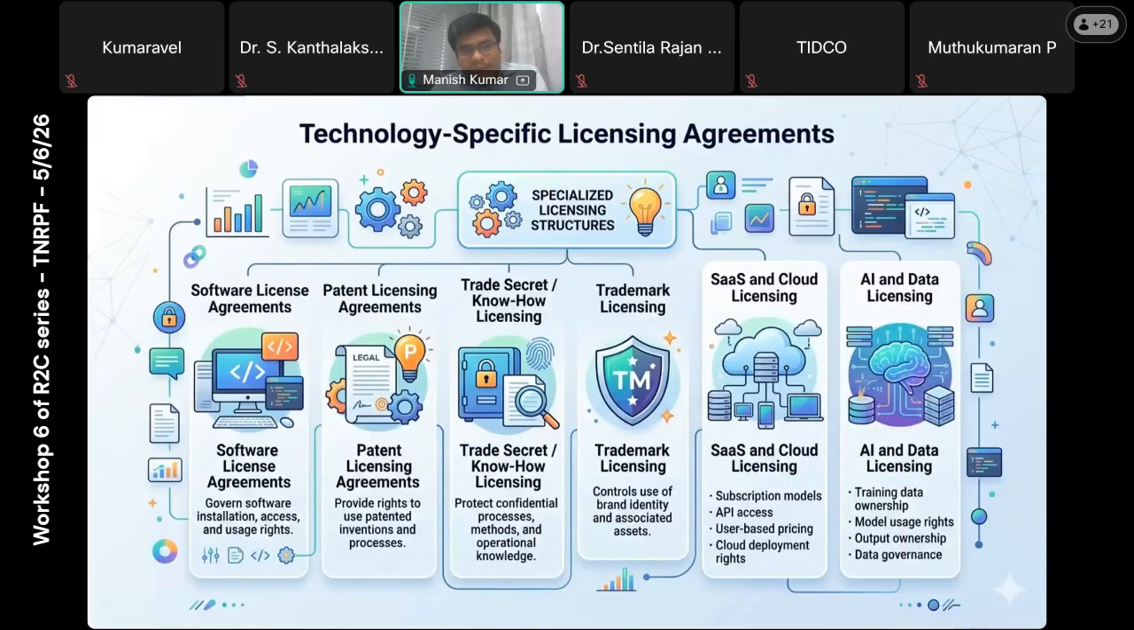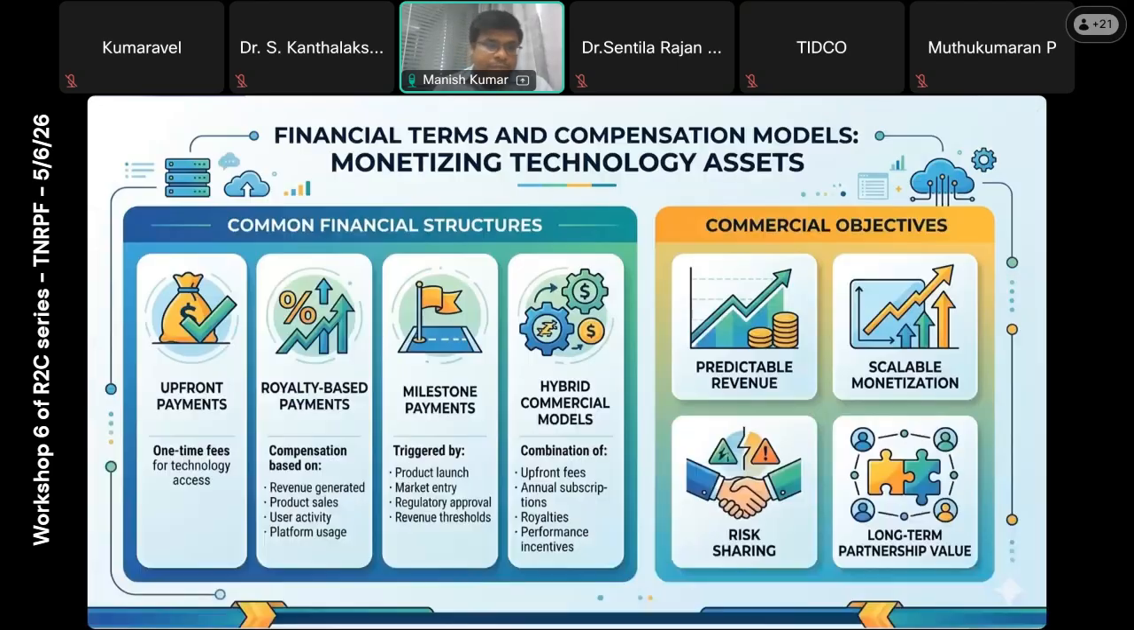And then, I've talked about this earlier, there are different kinds of structured licensing agreements: software agreements, patents, trademark, know-how, and software, AI and data licensings are also coming. These are a lot of trained data or data sets that you are also licensing. So you can do licensing of these as well, and the basic principle remains the same for everything.